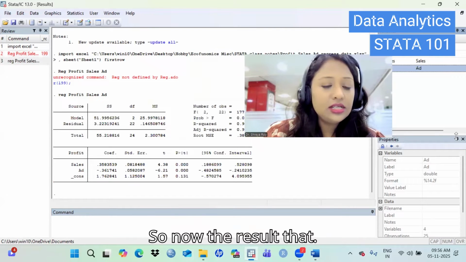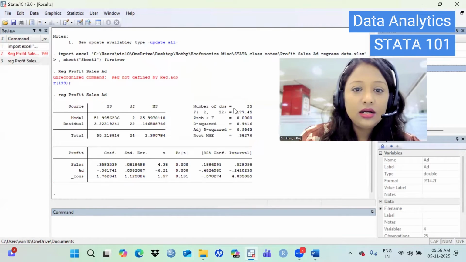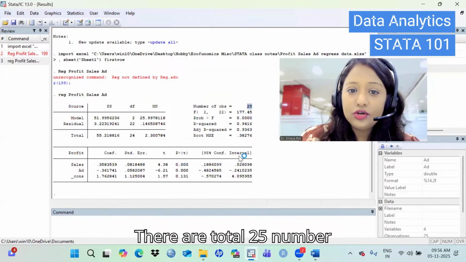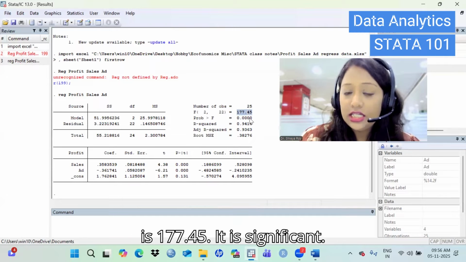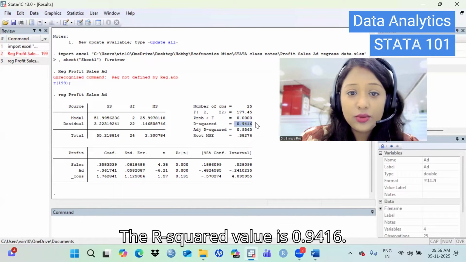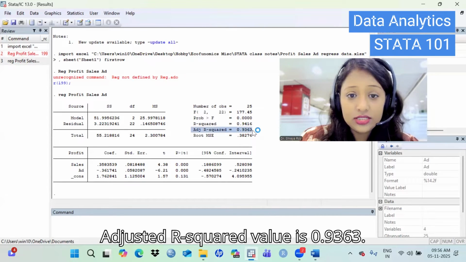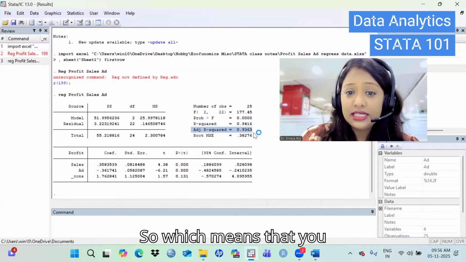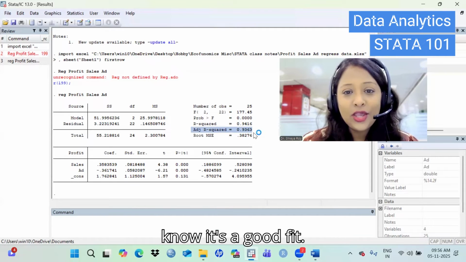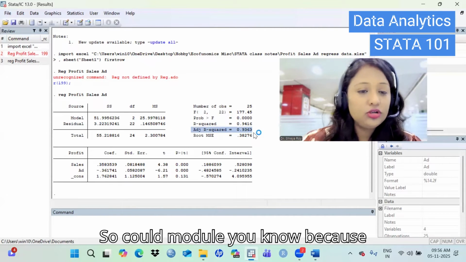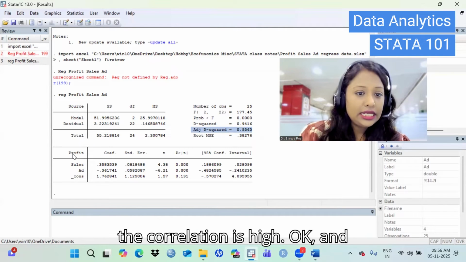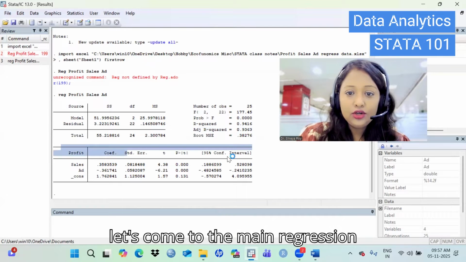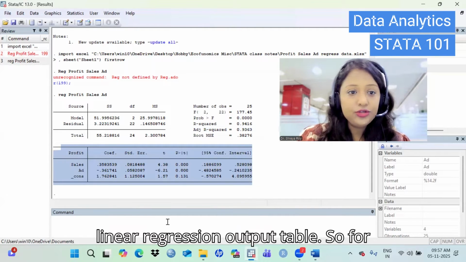Now the result that we get is there are a total of 25 observations. The F value is 177.45. It is significant. The R squared value is 0.9416. Adjusted R squared value is 0.9363. Which means it's a good fit. It's a good model, because the correlation is high. And let's come to the main linear regression output table.